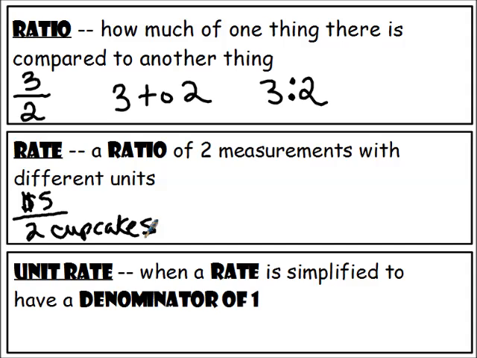A unit rate is when a rate is simplified to have a denominator of 1. So in the example of $5 for 2 cupcakes, we would want to find out how much it costs for 1 cupcake. We would put 1 cupcake on the bottom, and we would actually have to divide to find out how much 1 cupcake would cost. When you divide that, you'll get $2.50. So that would give you a unit rate, $2.50 per 1 cupcake.